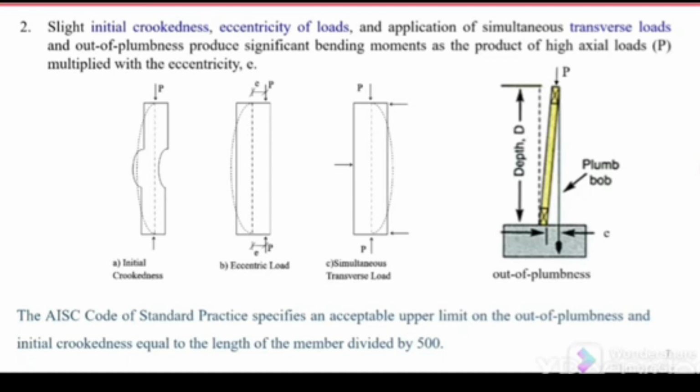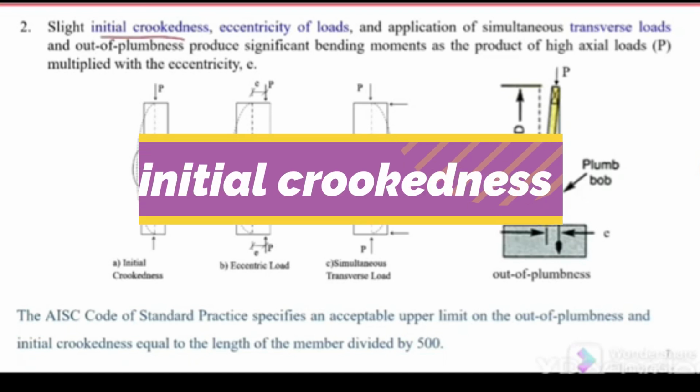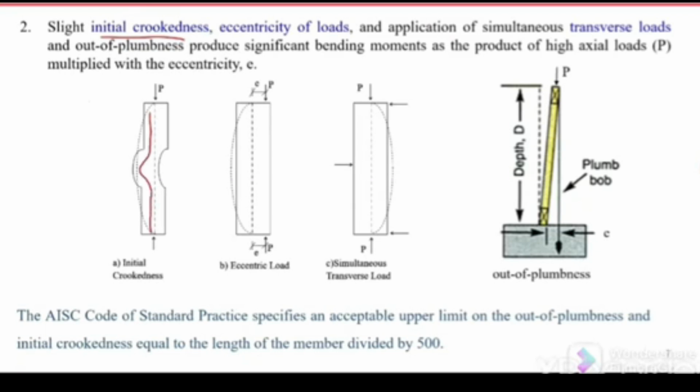The other source is initial crookedness. If the column has initial crookedness, there is a local bend in the column. In that case, at this point, the centroid of the column and the line of action of the load will not coincide. For example, it is like this. Here, this is the load. The line of action of load is passing over here and the centroid of the column is over here. So at this point, there will be eccentricity. Because of this eccentricity between the line of action of the load and the centroid of the column, a bending moment will generate in the column and this column will be termed an eccentric column.